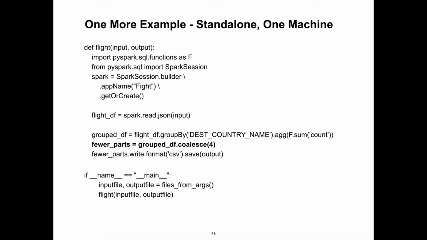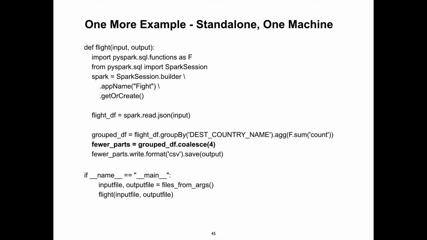Yeah, another example. You've probably forgotten, but I used this data set of flights between cities in the United States: where they started, where they ended up, and how many flights there were. I'm going to give the same data set and just do something with it.